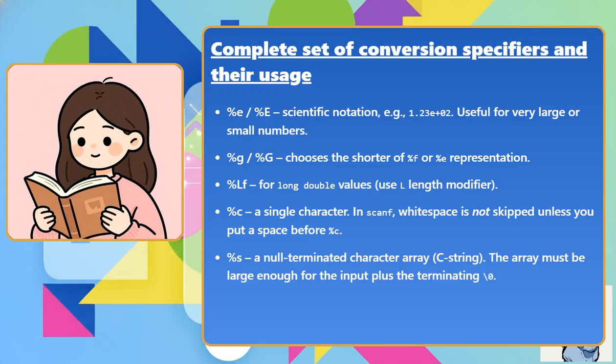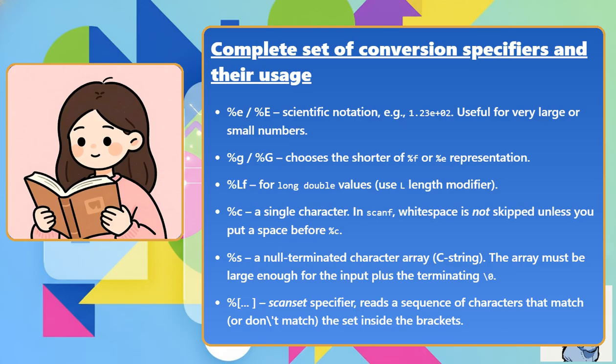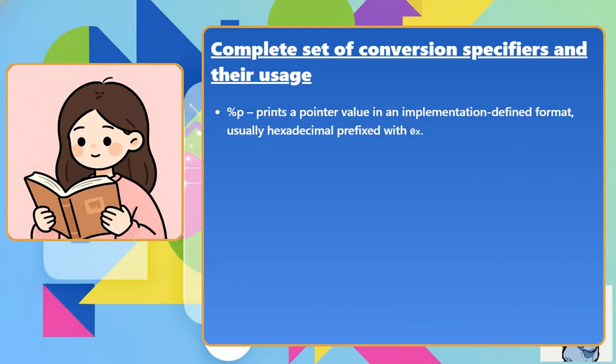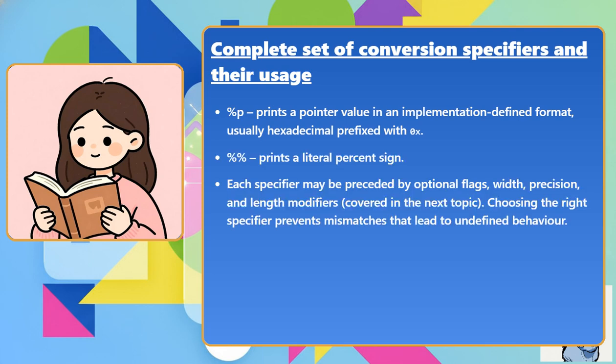%s: a null terminated character array, see string. The array must be large enough for the input plus the terminating \0. %[...]: scanset specifier, reads a sequence of characters that match or do not match the set inside the brackets. %p prints a pointer value in an implementation-defined format, usually hexadecimal prefixed with 0x. %% prints a literal % sign. Each specifier may be preceded by optional flags, width, precision, and length modifiers, covered in the next topic. Choosing the right specifier prevents mismatches that lead to undefined behavior.